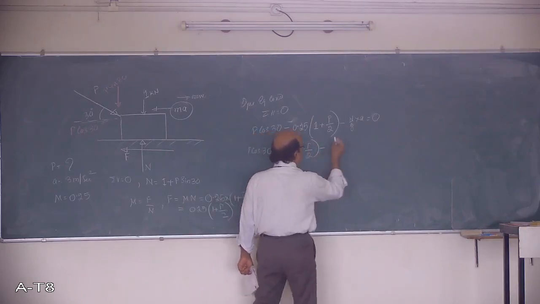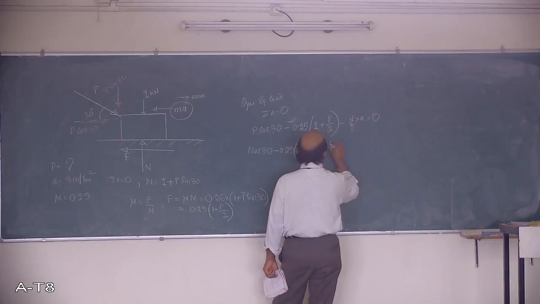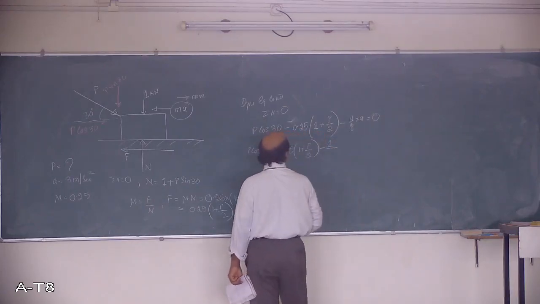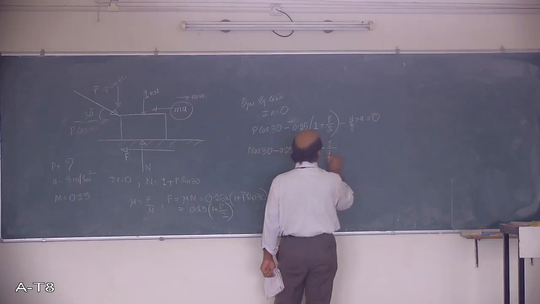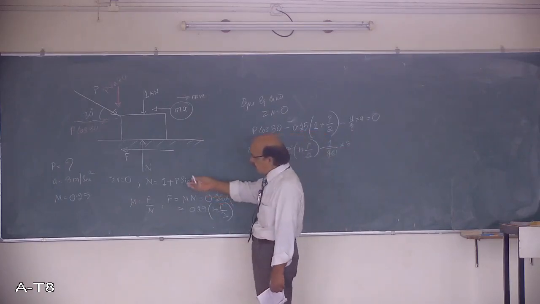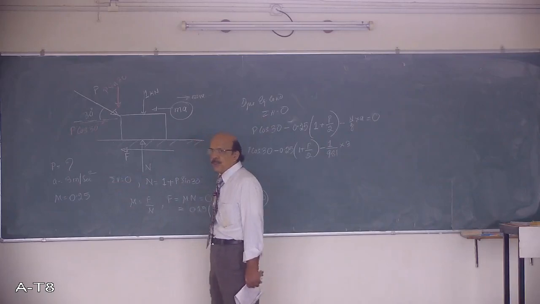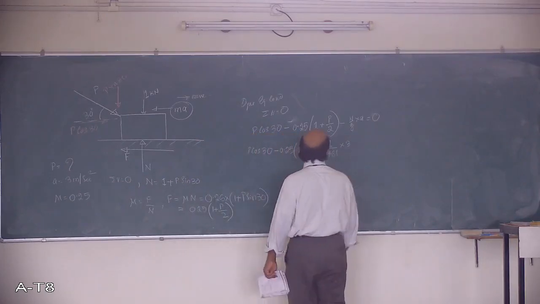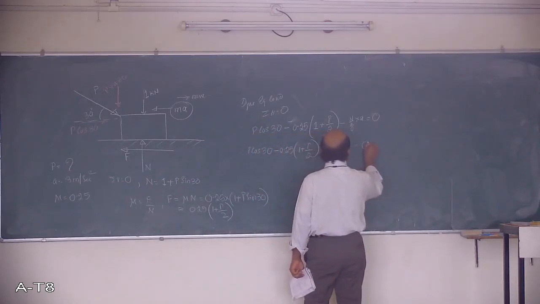minus 0.25 into 1 plus P by 2, minus W, which is 1 kilonewton, okay? 1 kilonewton, the weight of the block, and G is 9.81 meters per second square, and A is equal to 3 meters per second square. They have given you the acceleration required to achieve, 3 meters per second square. That should be equal to 0.